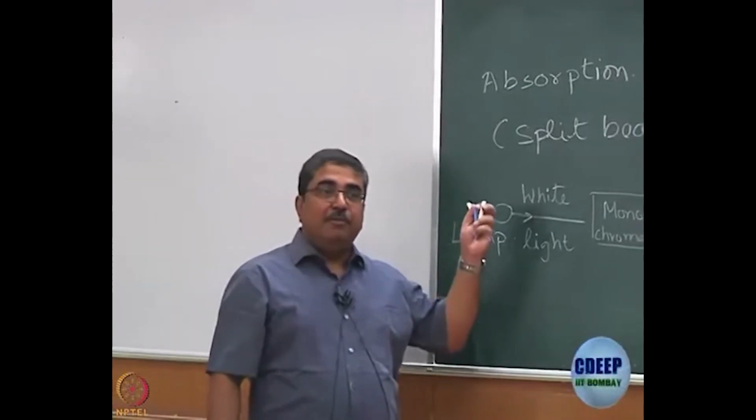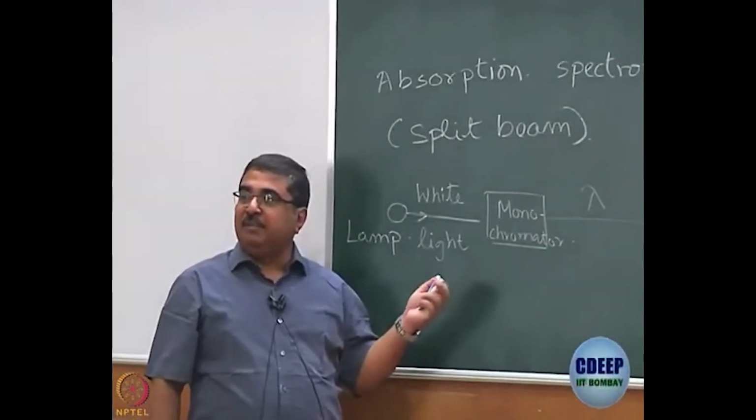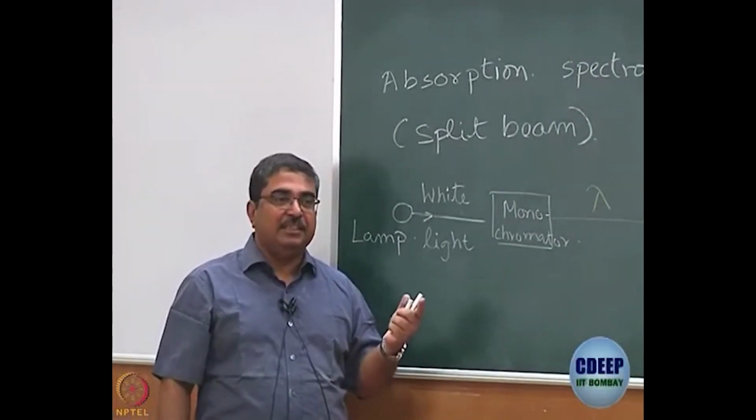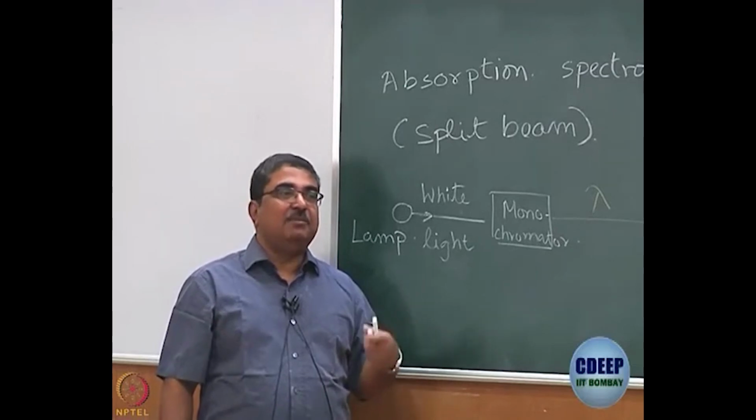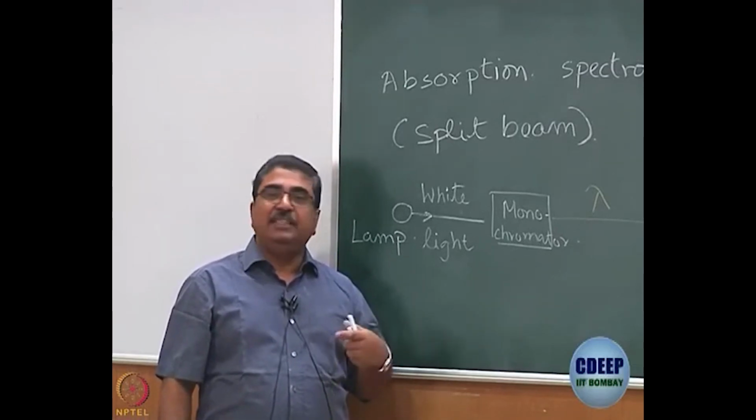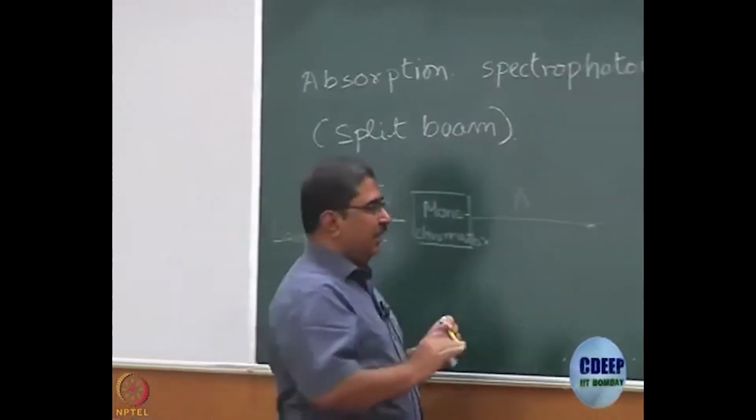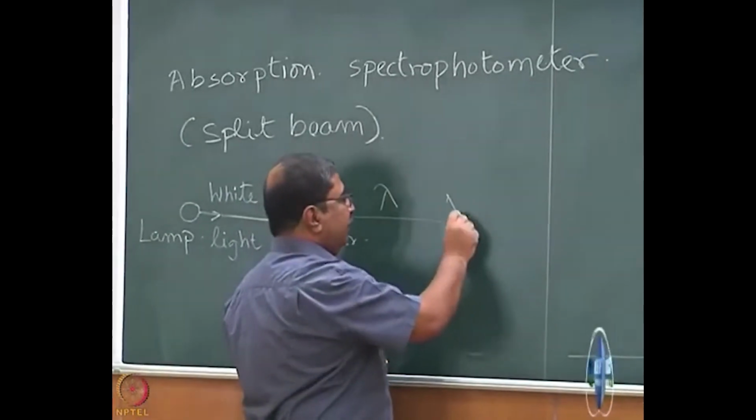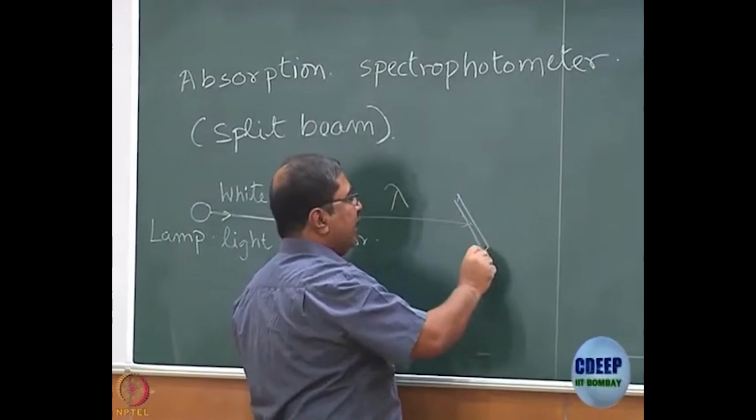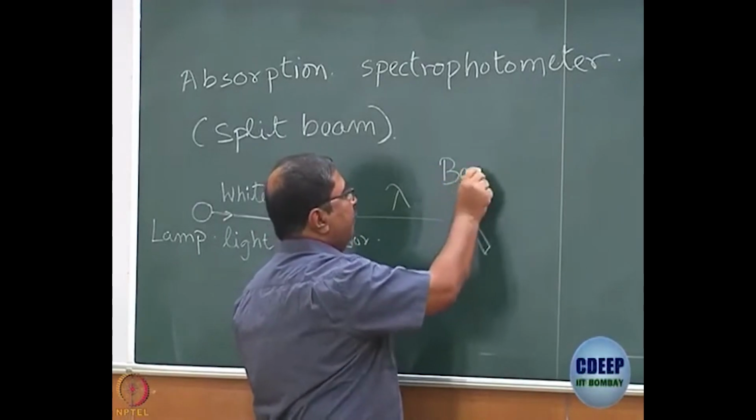Now, if you are doing absorption spectrophotometry, remember we need IT as well as I0, isn't it? What do you want to measure? Absorbance. Absorbance is log I0 by IT. So, one way of doing it, there are 2-3 ways of doing it actually. One way of doing it is to insert a beam splitter.